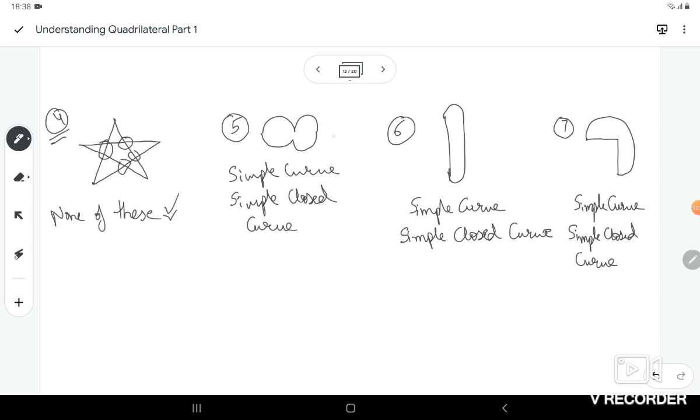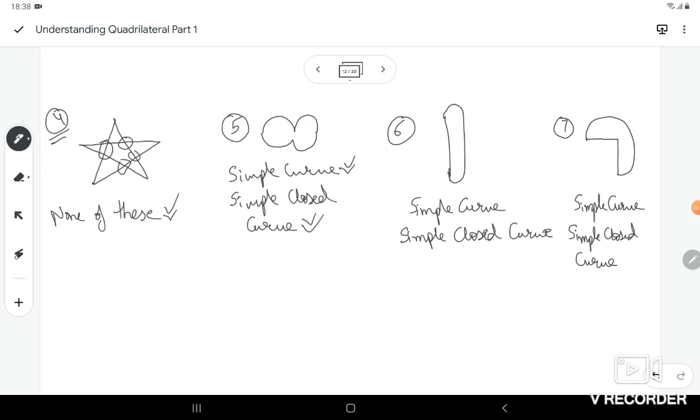Now moving on to the fifth figure, we can clearly draw it without lifting the pencil, and also there is no retracing of points and line segments. So it's a simple curve. Also it's a simple closed curve, but it's not a polygon because it is not made up of line segments, but it's made up of curves.